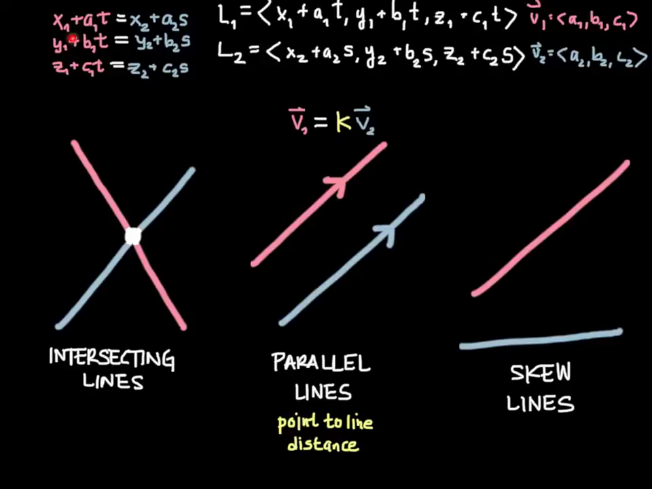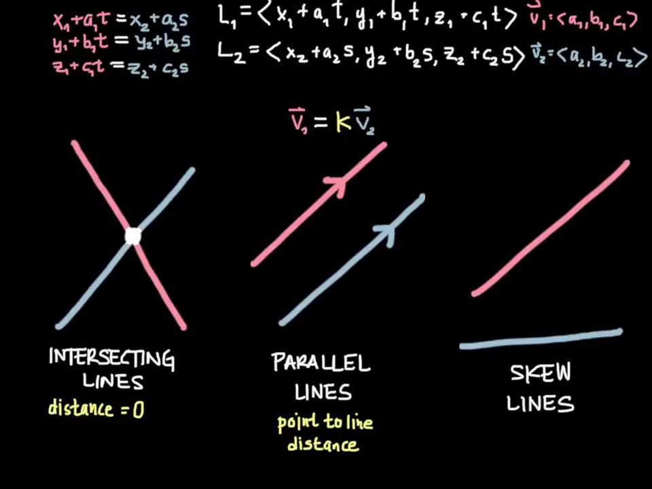So what you end up looking at over here, if you look at just the first two lines, the x component and the y component, is a system of two equations with two unknowns. Go about solving that algebraically for t and s. If it happens to have a solution, go ahead and plug it into the third equation to make sure that it holds for z as well. If it does, that means that the lines are intersecting. And of course, the distance between intersecting lines is 0.